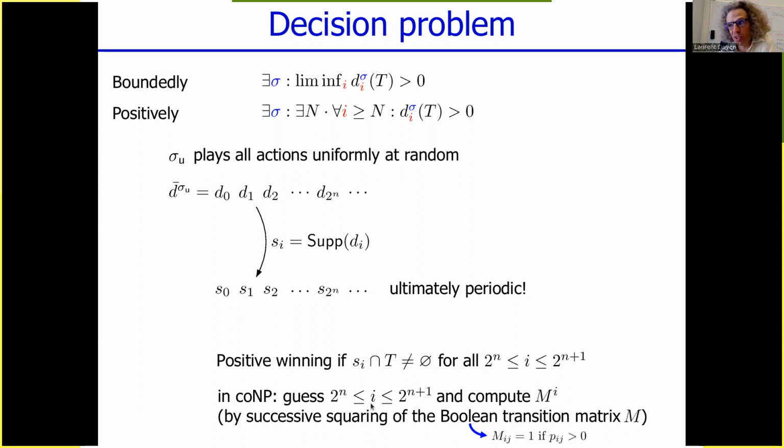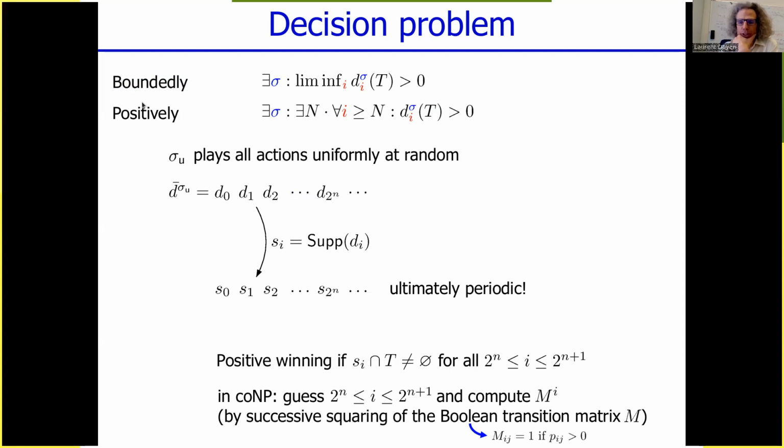Now i is a huge number, but we can achieve this in polynomial time by successive squaring. Then it will be logarithmic in i, so linear in n, the size of the state space. And so now this is a co-NP algorithm to check positive winning.